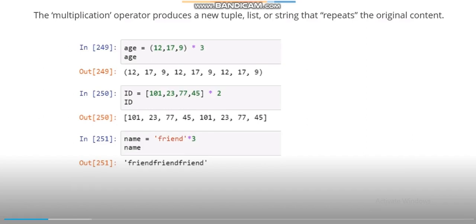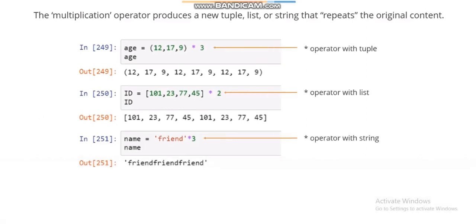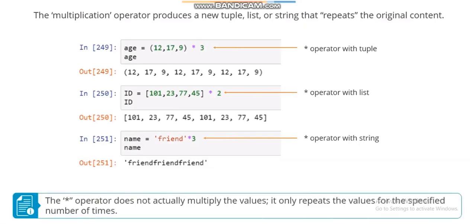The multiplication operator produces a new tuple, list, or string that repeats the original content. Please note that it does not actually multiply the values. It only repeats the values for the specified number of times.